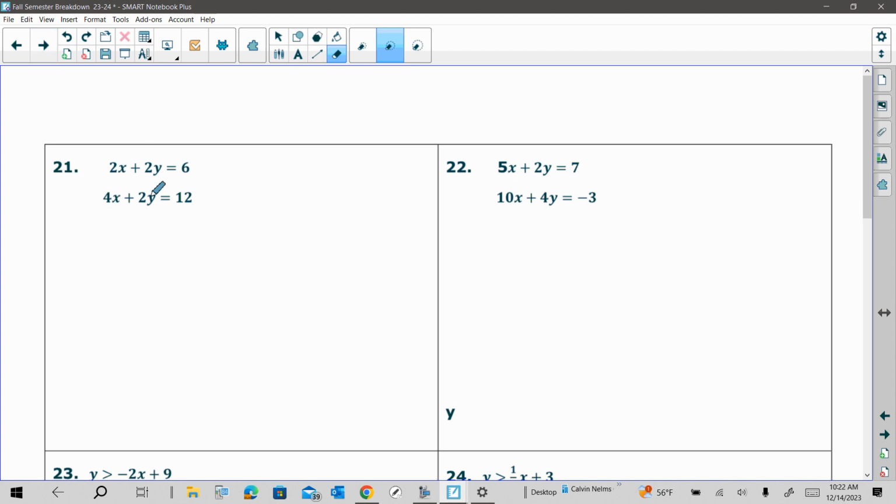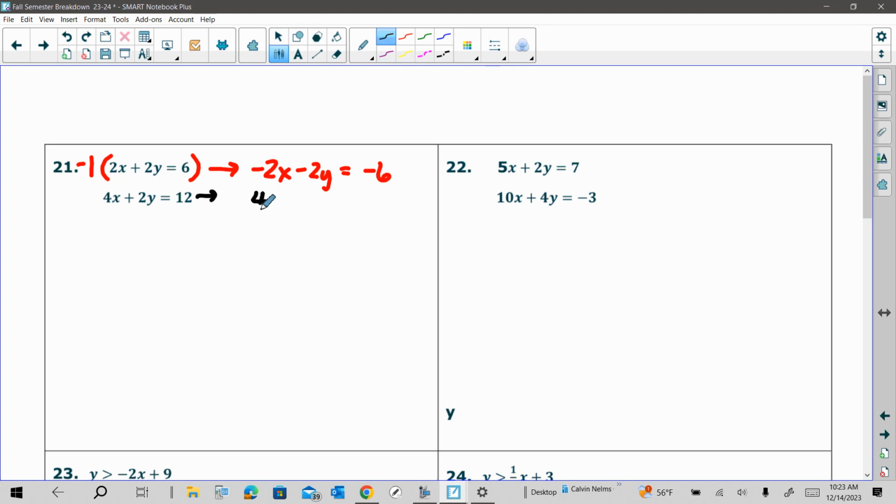For example, on 21, the y's could cancel here if they were opposite. So you would need to first multiply the top by -1. So we get -2x, now -2y equals -6. The bottom is going to stay the same, 4x plus 2y equals 12. We add them to cancel the y's. We're adding the x's, so now we have 2x equals, adding up our constants, 6, and so x equals 3.